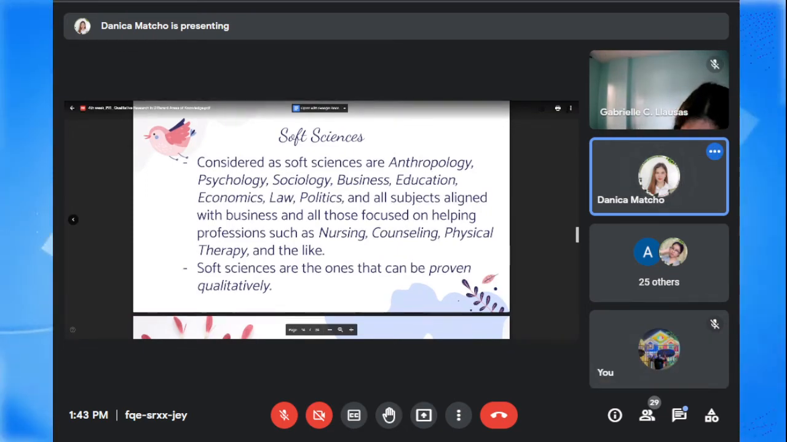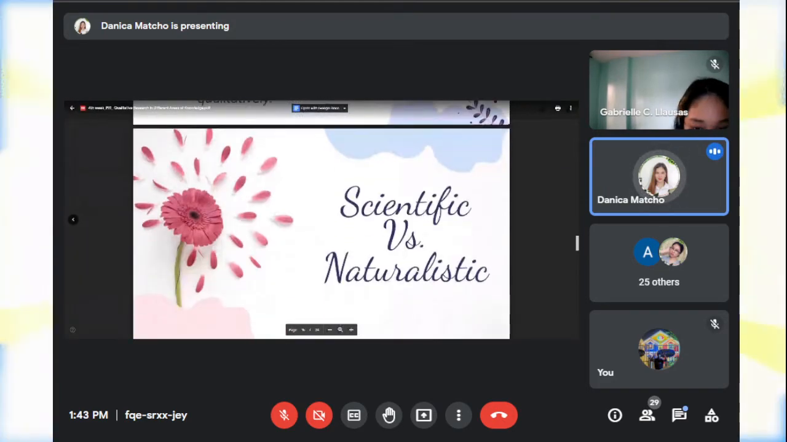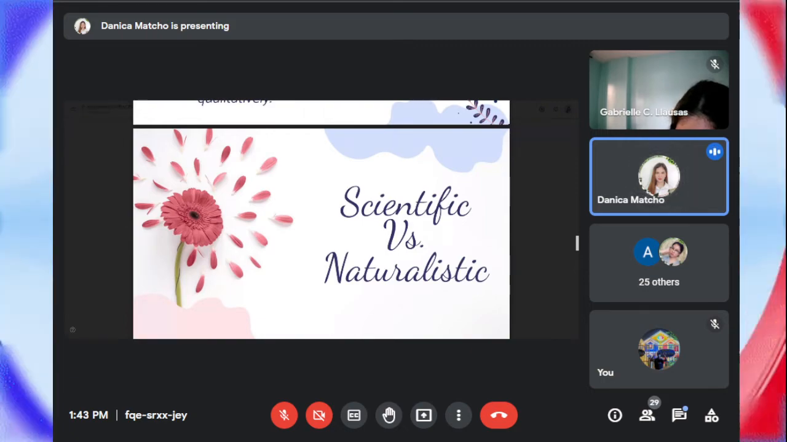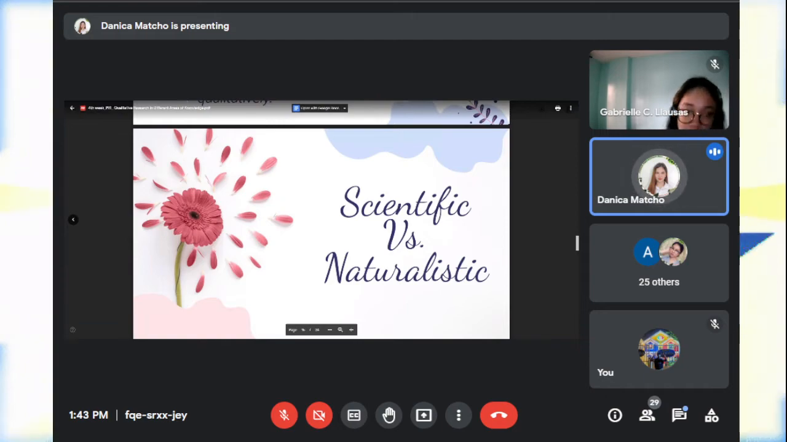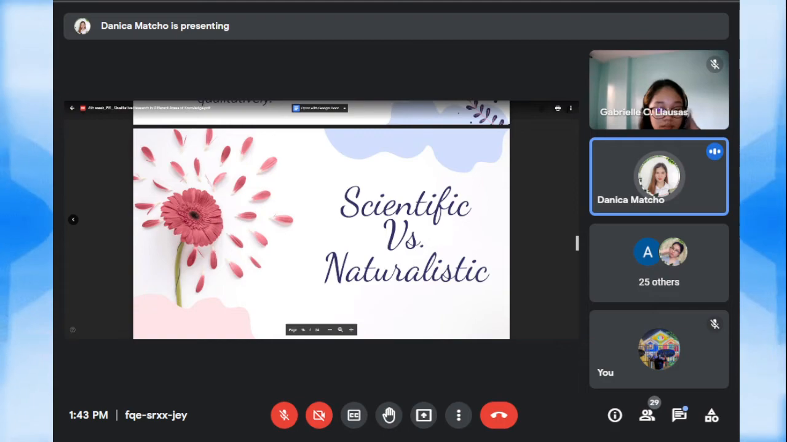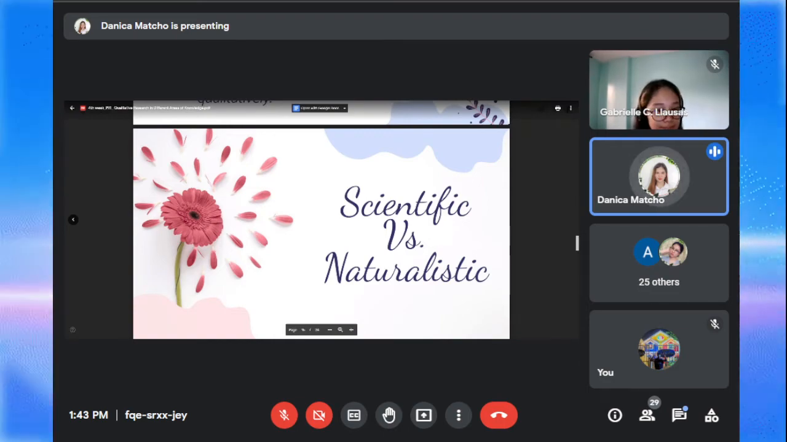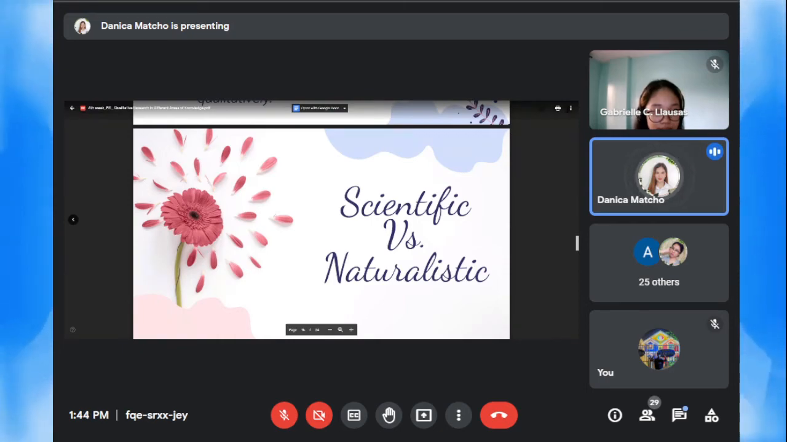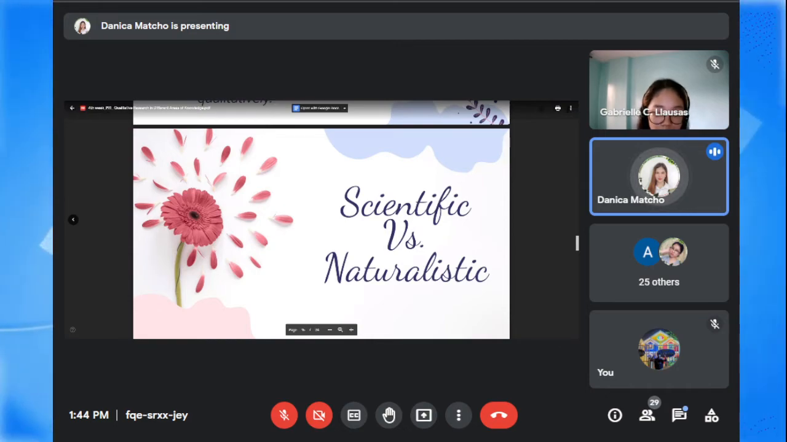Okay, good. And now, since we're done with the first two sciences, let us discuss now, guys, the three basic research approaches. So, meron tayong tatlong approaches in research. So, we have scientific, naturalistic, and triangulation or mixed method. Hindi siya nakalagay dito sa ating slide, what is triangulation and what is mixed method. But I'm going to discuss it naman after these two.